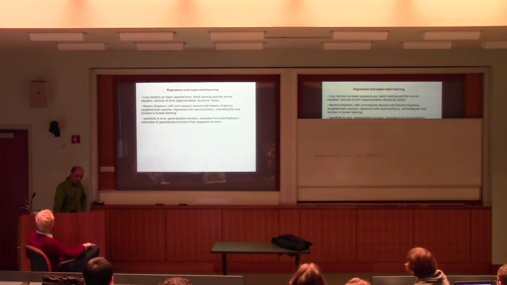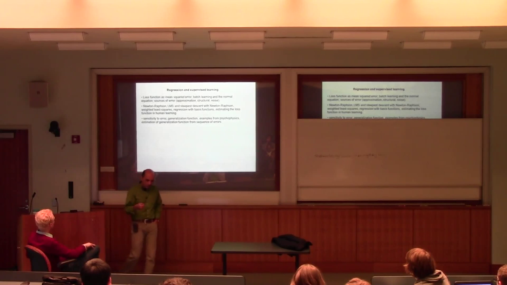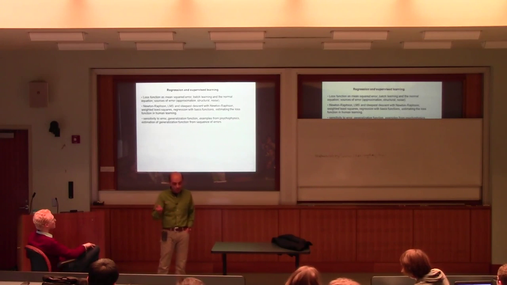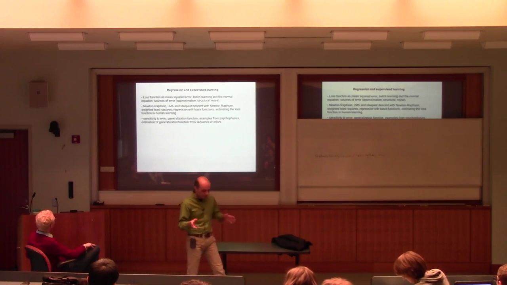Then I'll teach you a little bit about sensitivity to error, which is, when you make a prediction, how much you should change your belief. And we're going to look a little bit at biological data. When humans make predictions and then have an error in their prediction, how much do they learn from their error? We're going to see that there's a sensitivity to this error. And associated with that learning is something called generalization.